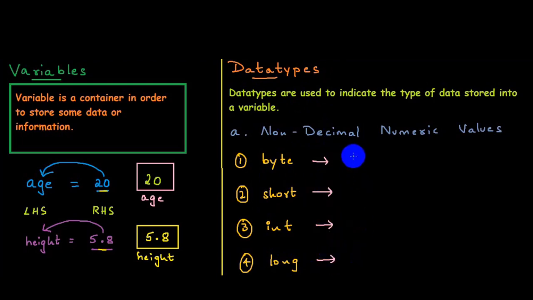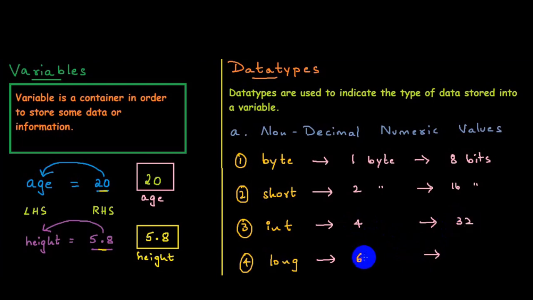When I talk about byte, it is used to allocate 1 byte of data, which will make about how many bits? 8 bits of data. Short is used to store 2 bytes of data, which will make about 16 bits. Similarly, int and long. Int is used to store 4 bytes of data, which will make about 32 bits. Long is used to store 8 bytes of data, which will make about 64 bits here.